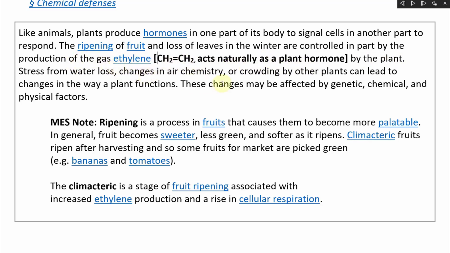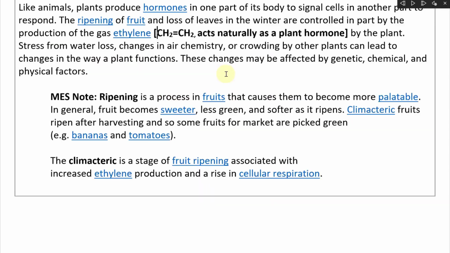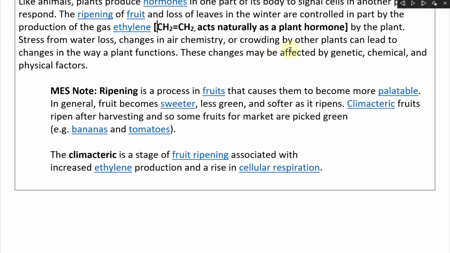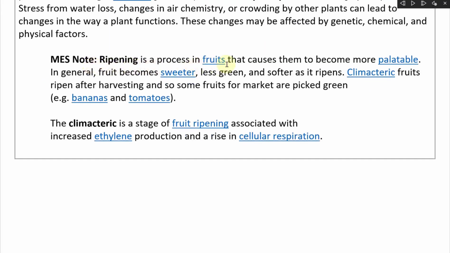Stress from water loss, changes in air chemistry, or crowding by other plants can lead to changes in the way a plant functions. These changes may be affected by genetic, chemical, and physical factors. Note: ripening is a process in fruits that causes them to become more palatable. In general, fruit becomes sweeter, less green, and softer as it ripens.